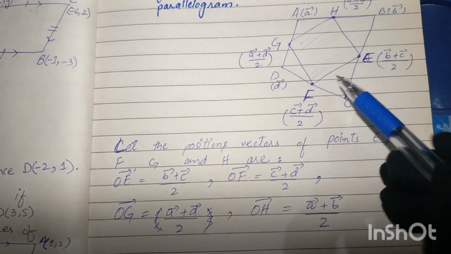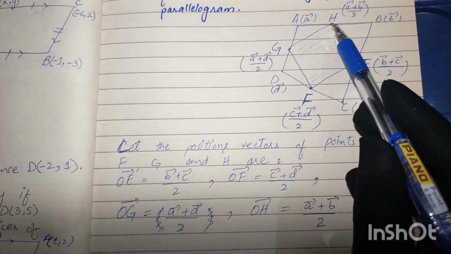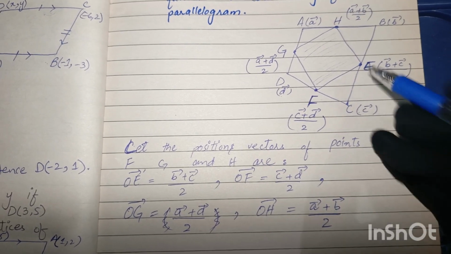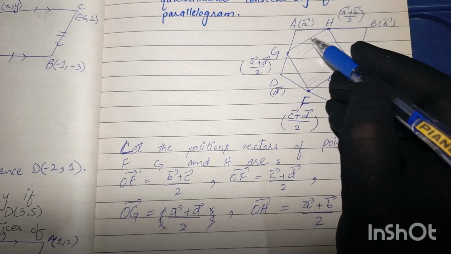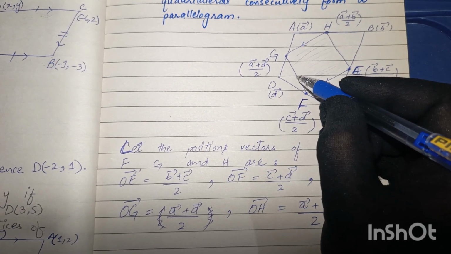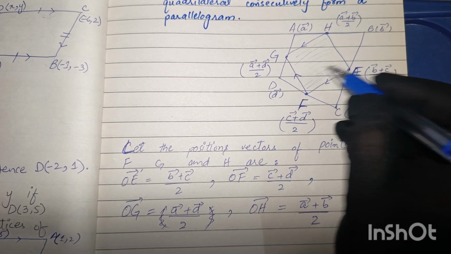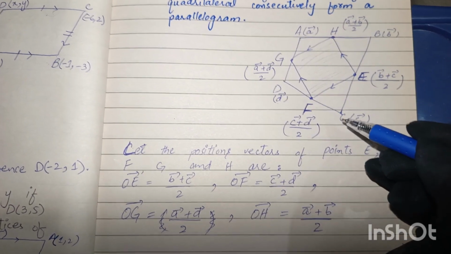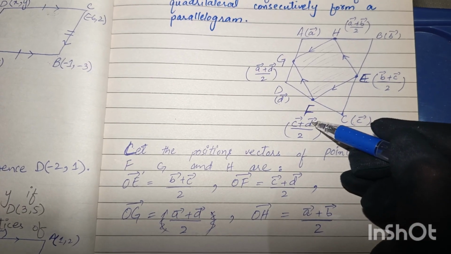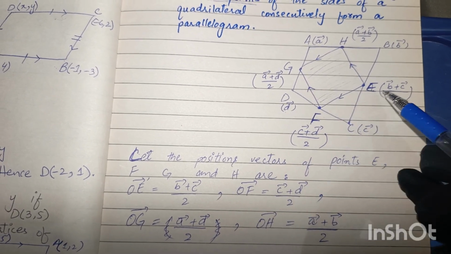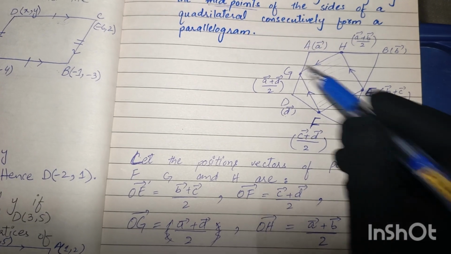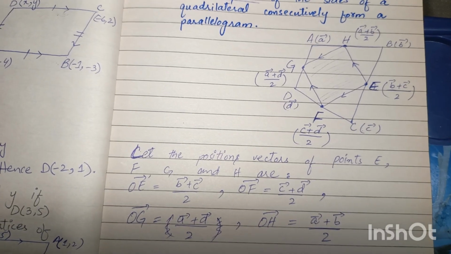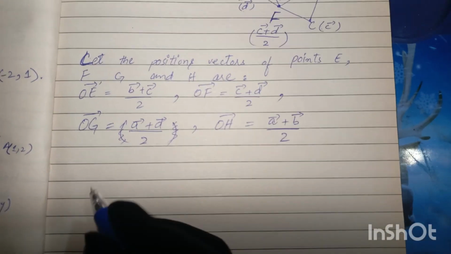Now since we have to prove that this EFGH shape is a parallelogram, we have to prove that EF is parallel to HG and FG is parallel to EH. And for that, in case of vectors, we have to prove that EF vector is equal to HG vector and EH vector is equal to FG vector. Since these are equal and parallel, they form a parallelogram. So let's start our calculation.